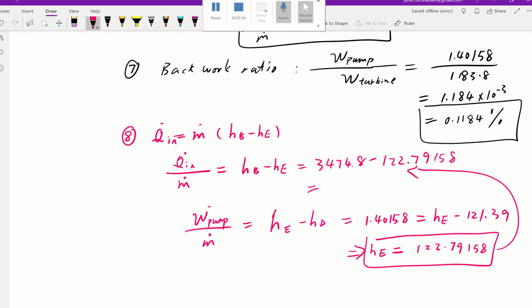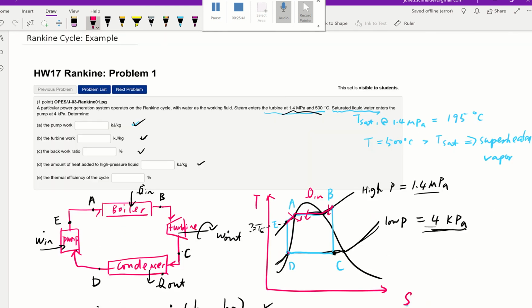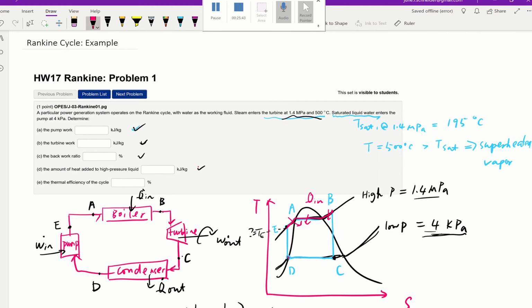So it's 3474.8 for the superheated minus 122.79158, that's for the compressed liquid enthalpy. Then we have an answer of 3352.00842, and that has a unit of kilojoule per kilogram. That helps us answer the amount of heat required.